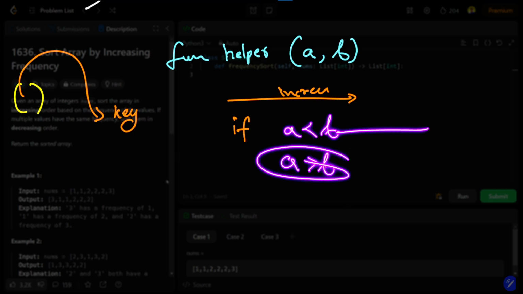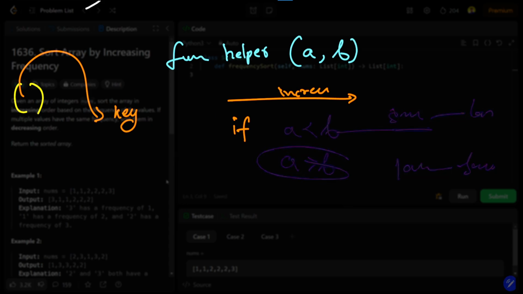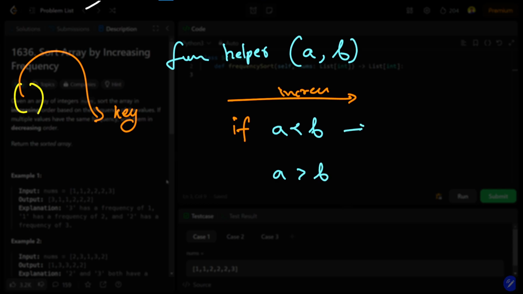Okay, this will be going to the smaller element first, then the larger. The other will be doing the larger element first, then the smaller. Now, if I say A less than B or A greater than B, in mathematical form it is written as A minus B. So if I say A minus B, it will give me a negative value, so this will be less than 0.